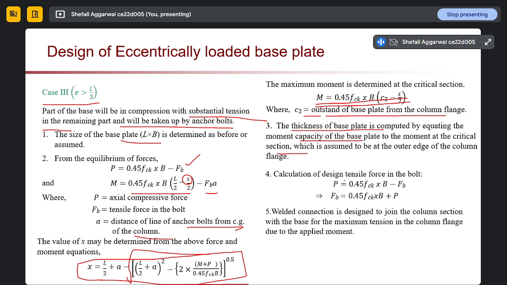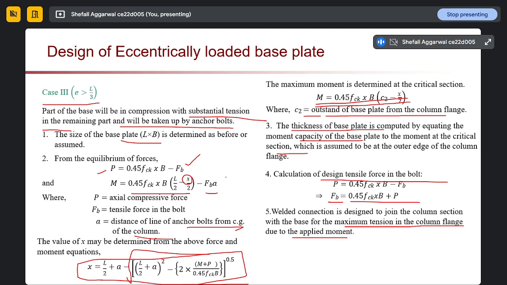Next thing is we are calculating the design tensile forces in the bolts. We are using this formula, 0.45 fck B minus F B, where on rearranging it we can get the design tensile force in the bolts. In such cases, a welded connection is designed to join the column section with the base plate for the maximum tension in the column flange due to the applied moment.